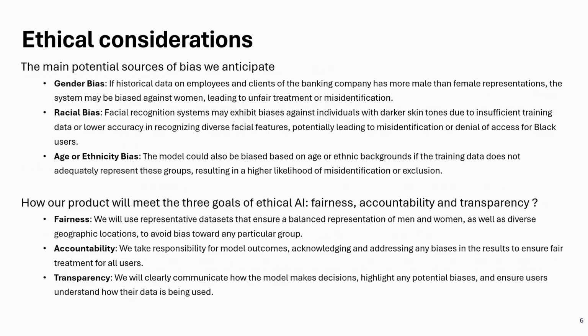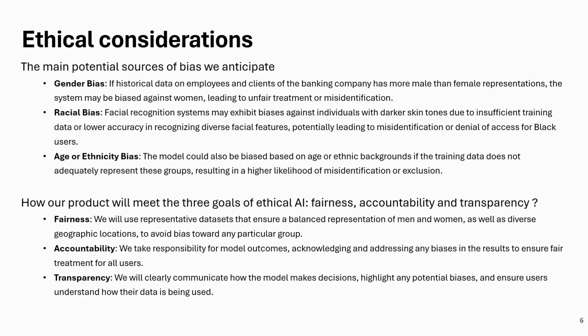The potential sources of bias include gender bias, when historical data with a higher representation of men than women is used, and racial bias, as facial recognition systems struggle with darker skin. If the training data lacks sufficient diversity, this can cause bias, and age or ethnicity bias, when there is insufficient representation of different age groups or ethnic backgrounds in the training data.